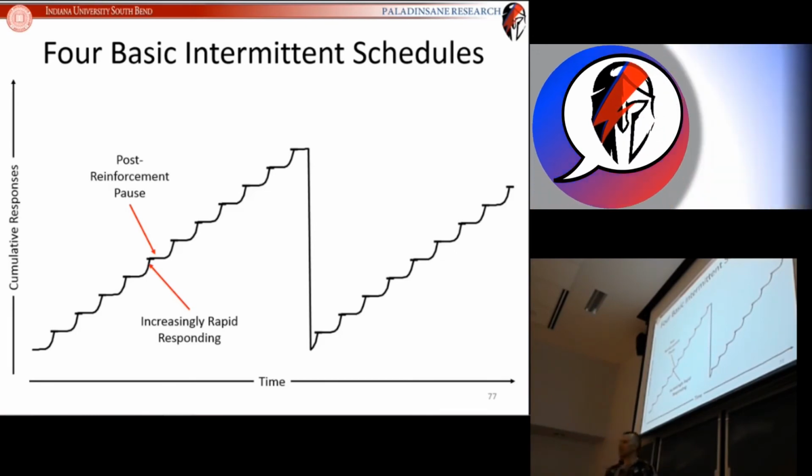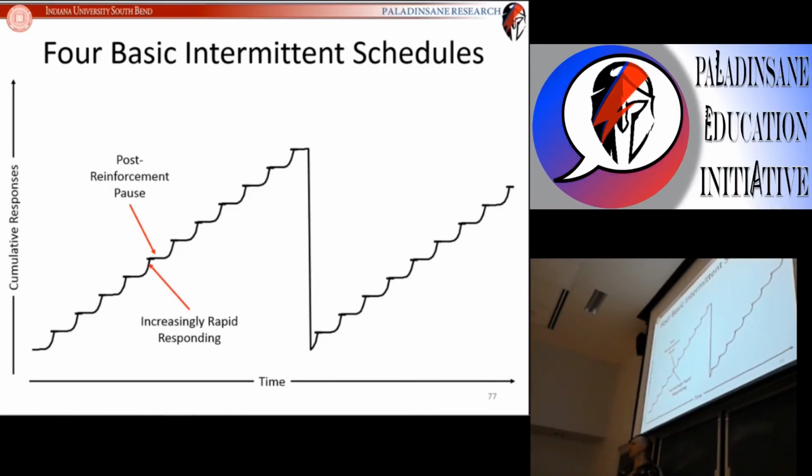And this is only for organisms that don't have watches. So if you are relying on your own internal timing mechanism, this is the pattern that you're going to get, right? Where you increase that rapid responding. So once again, that's that scalloped response where you have that post-reinforcement pause once you get reinforced, and then increased responding until you get reinforced again.